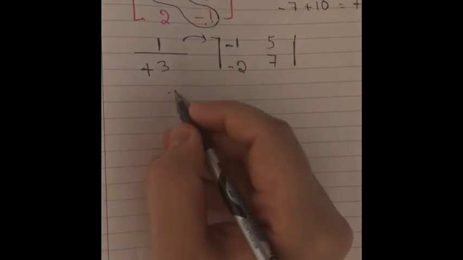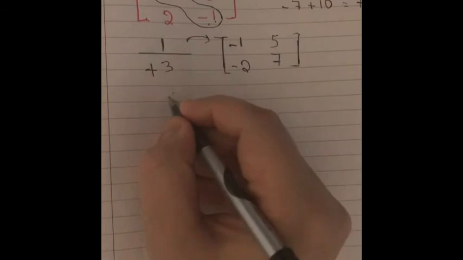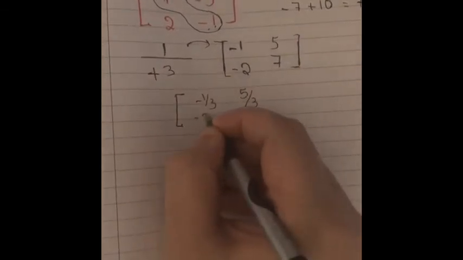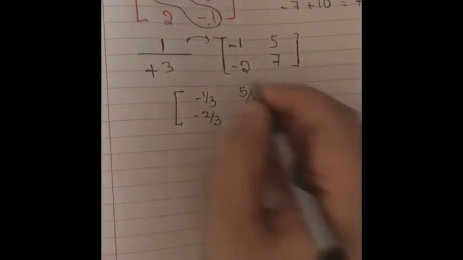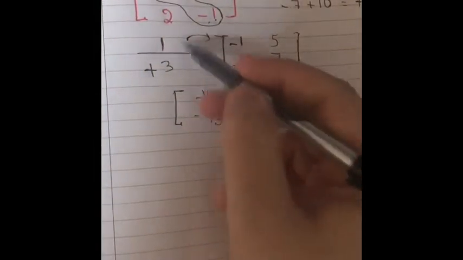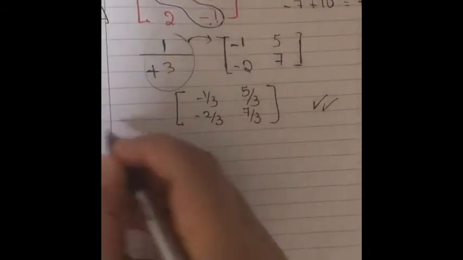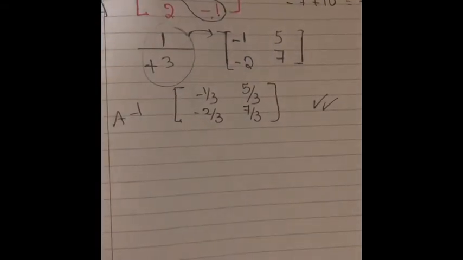And the answer will be, sorry, this is a matrix. The answer will be negative 1 over 3, 5 over 3, negative 2 over 3, and 7 over 3. Most probably you will get fractions out of that, okay? Because here I have a fraction. This is the inverse. If this is matrix A, this is the inverse of matrix A, okay?